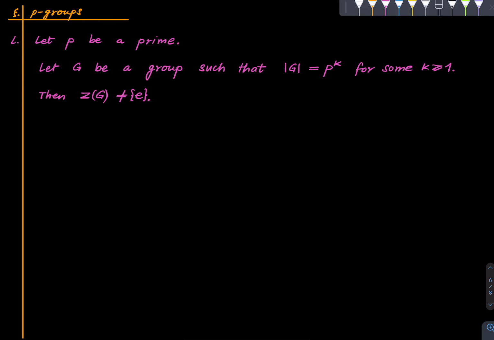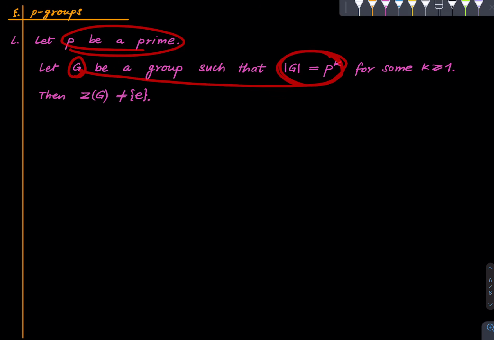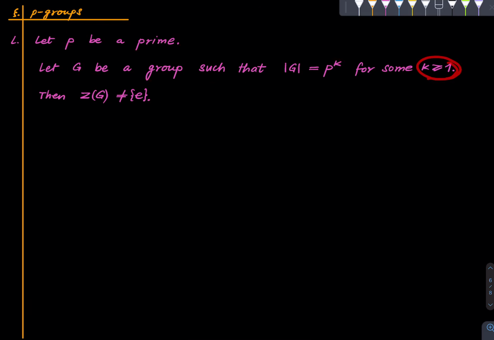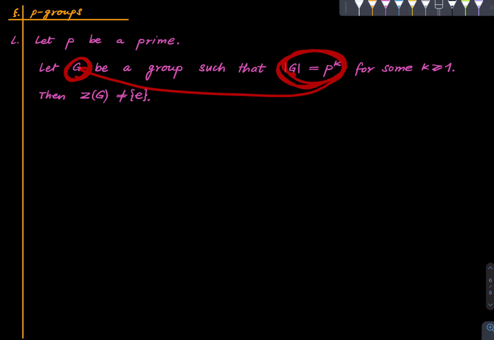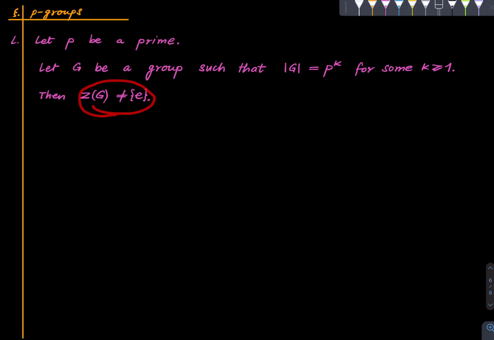So we will prove that if P is a prime and G is a group such that the size of G is a non-trivial power of P, so G is not the trivial group, then its center is non-trivial. Such a thing is called a P group, a group of size a power of P is called a P group, and we are going to show that every P group has non-trivial center. It's a non-trivial fact.